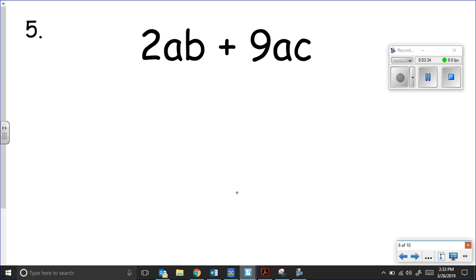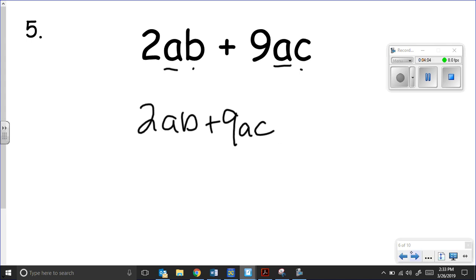All right, so let's skip to number 5. So we have 2ab plus 9ac. They both have an a, but this one has a b, and this one has a c. Therefore, they do not have the same variables with the same exponents, so we can't combine them because they're not like terms. So your answer is just what it is. If you can't combine it, you leave it.